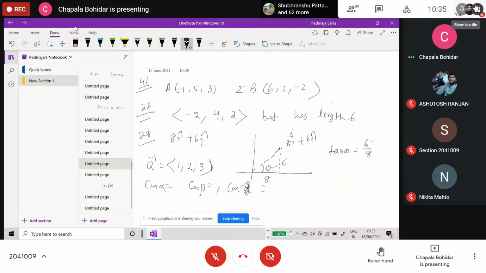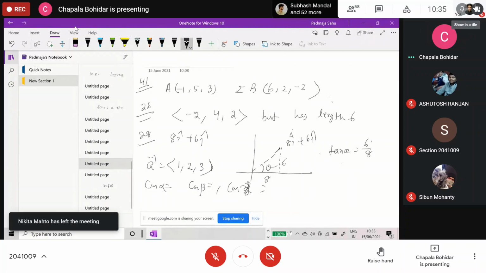Now, what is your assignment question here? Work done. The assignment questions we discuss: 10, 17, 24, 26, 27, 29, 30. Question number 10: absolute value of A is equal to 3, absolute value of B is equal to 6, the angle between A and B is 45 degrees. You can do it yourself.